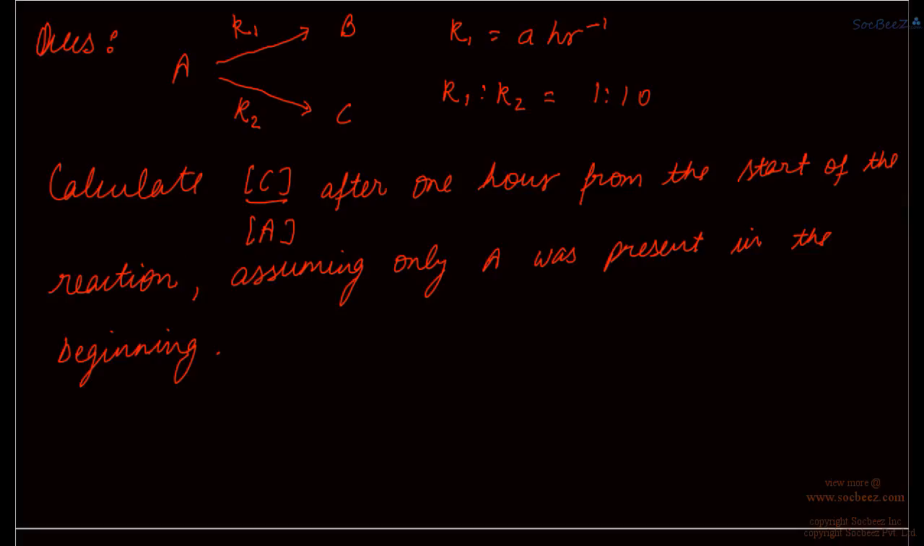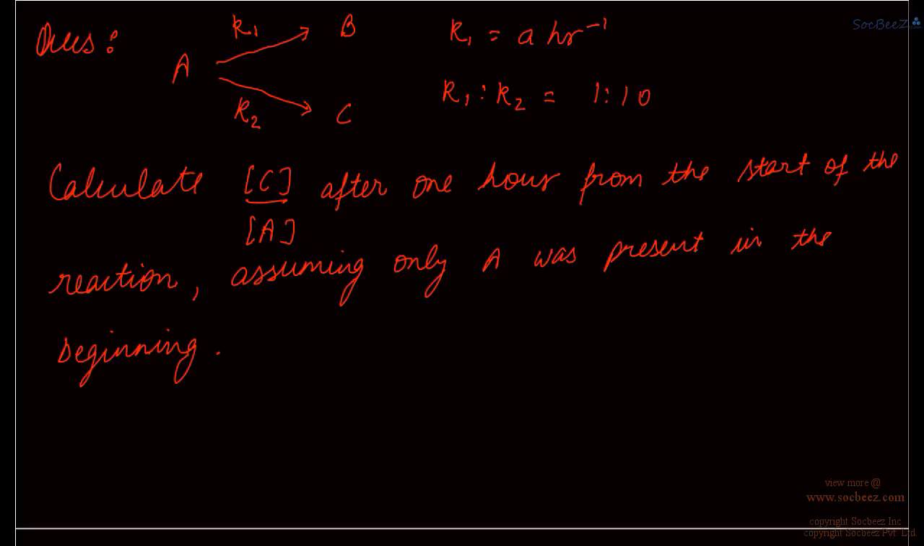The question is an example of the simultaneous reaction that we studied just now. It says that A is giving B and C simultaneously with rate constants K1 and K2 respectively. The value of K1 is A per hour and the ratio K1 to K2 is 1:10. Calculate the concentration of C by the concentration of A after 1 hour from the start of the reaction, assuming only A was present in the beginning. Okay, let's approach this problem.